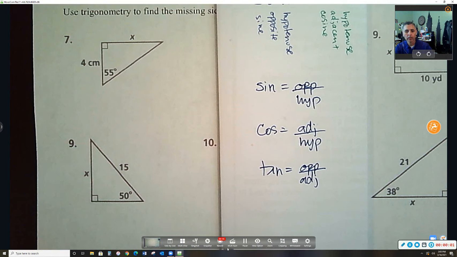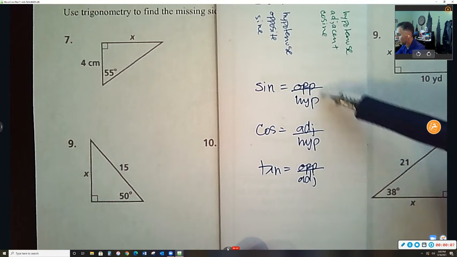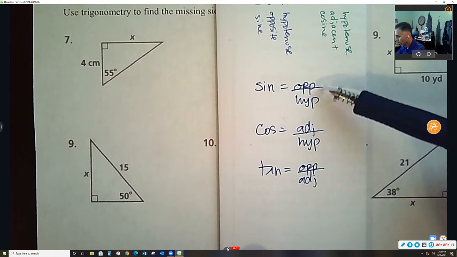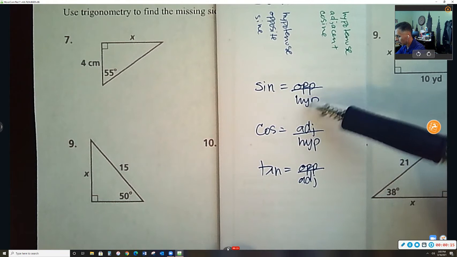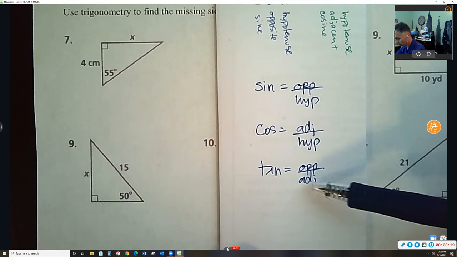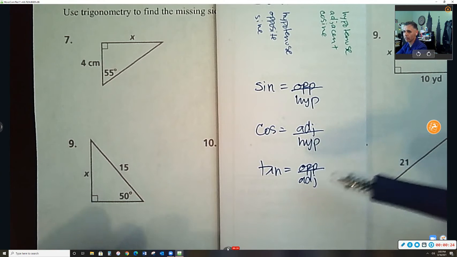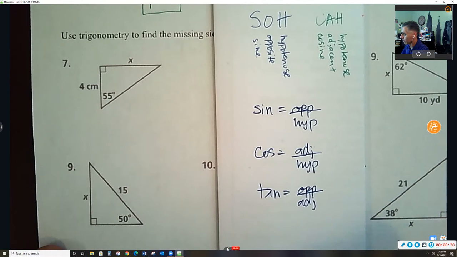As we move on to the next ones, we need to have the three ratios handy. Write this down again or open up the notebook because you already wrote it down once. Have it handy, that way you know the sine is opposite over hypotenuse, cosine is adjacent over hypotenuse, and tangent is opposite over adjacent. Because it comes up, we need to know these ratios.